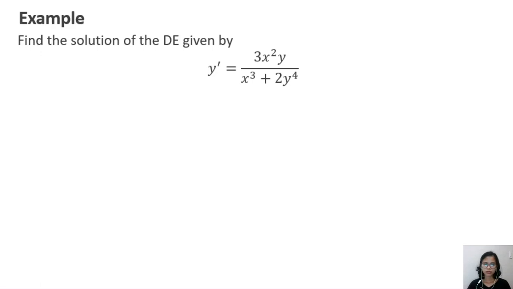Hello everyone, so let's proceed in solving inexact differential equations with another example as shown. y prime is equal to 3x squared y all over x cubed plus 2y to the fourth. So in solving this, if we check for separability, it will not happen. If you check for homogeneity, it will not happen. If you check for exactness, it will not happen too. If you check for inexactness, yes it is.